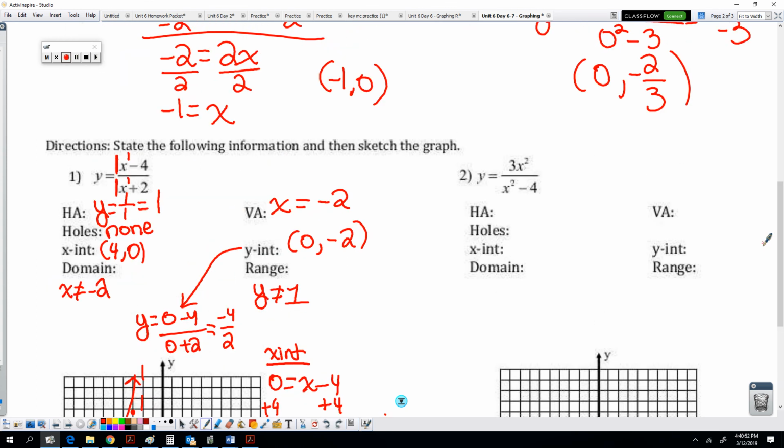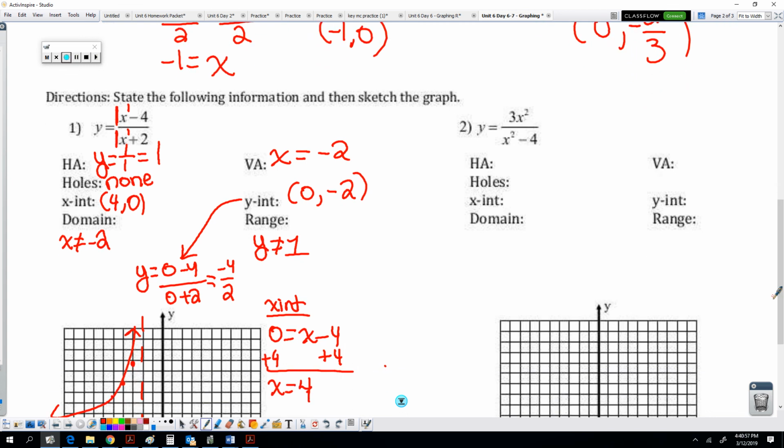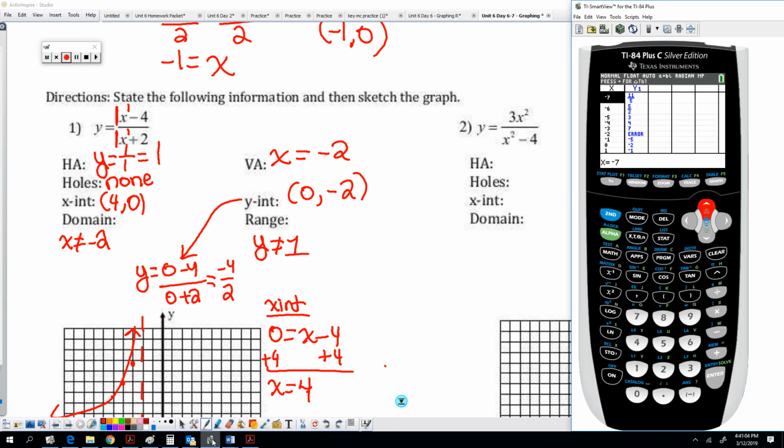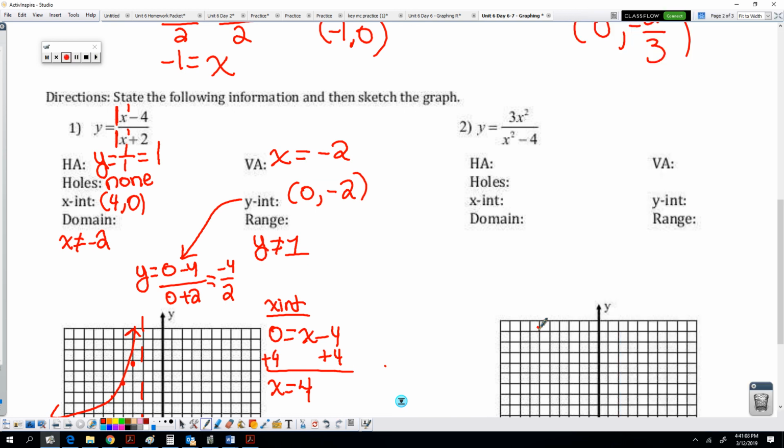Now, for this one, I'm not going to graph it. We're just going to go through the information so you can see how it works out. If you need to see what the actual graph looks like, type it into your calculator and then get those exact points. Okay? So now we are going to have to factor first. You have to factor the denominator because it's the difference of two squares. And now you have to say, can I cancel anything out? Since you cannot cancel, there is no hole.